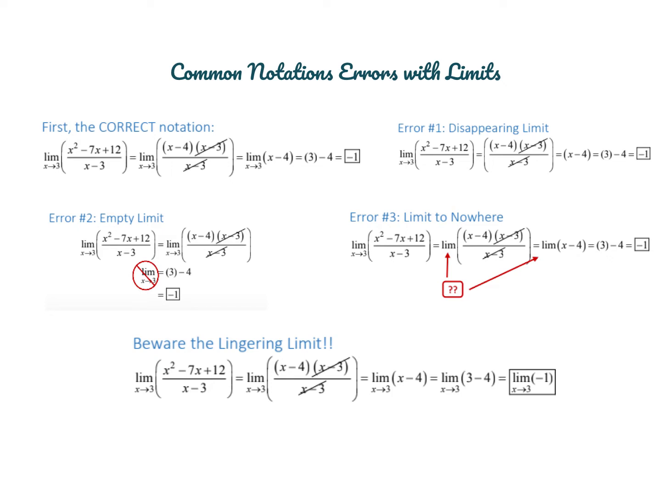We also commonly see a limit to nowhere, so we forget the x approaches whatever value on the bottom. So just don't get lazy. You do need to write it out in every single step. And then the last thing to watch out for is actually a problem with how you write your final answer. Again, when you're finding a limit, your final answer should just be a value. And it's really common for us to see that people write the word limit with what x is approaching as part of the answer.